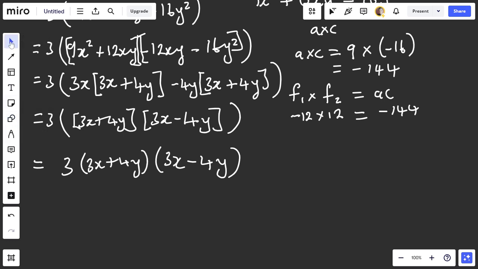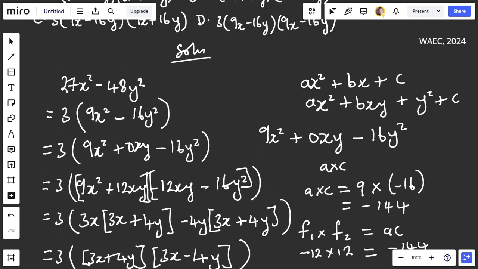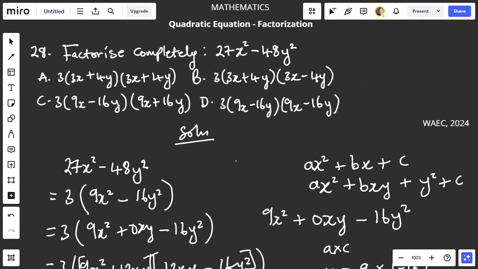So which option coincides with what we have there? That is option B. So our answer falls in with option B. So B is the correct answer.